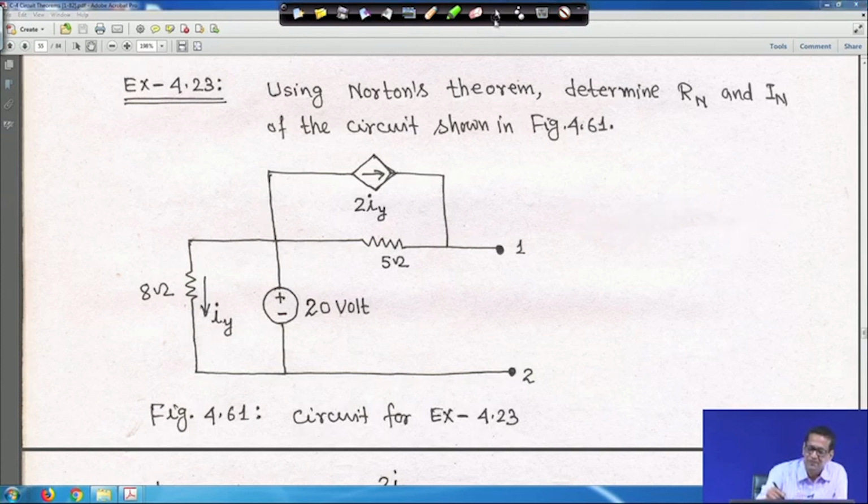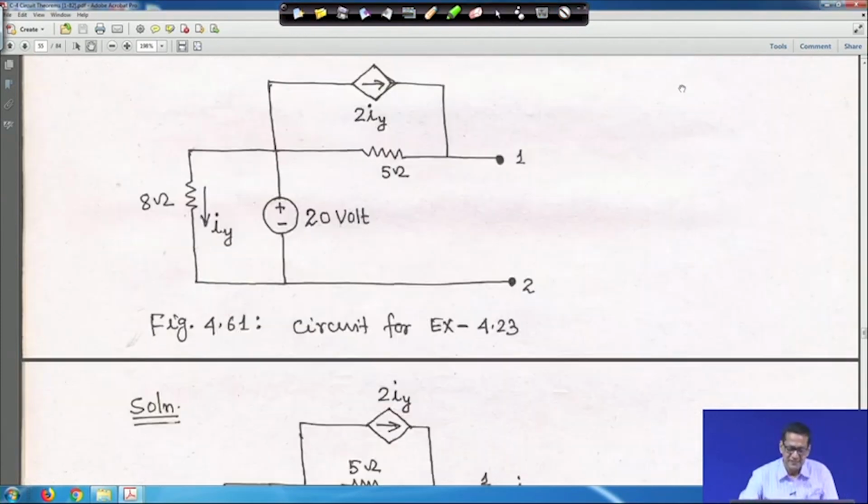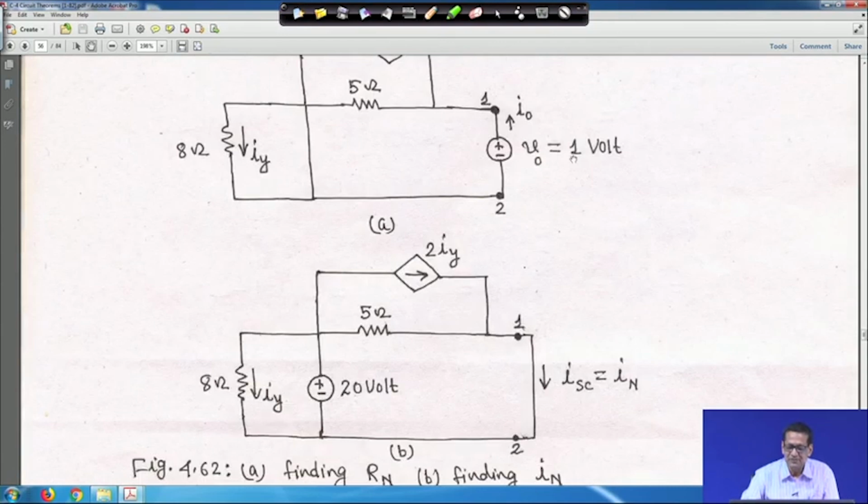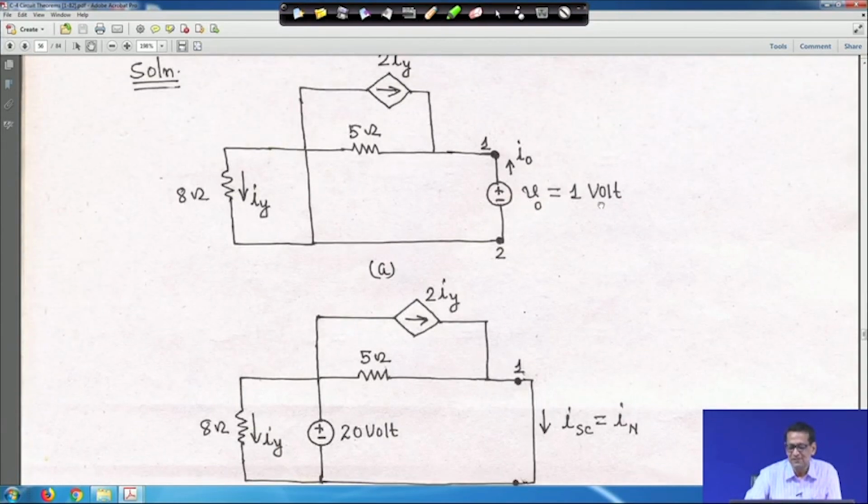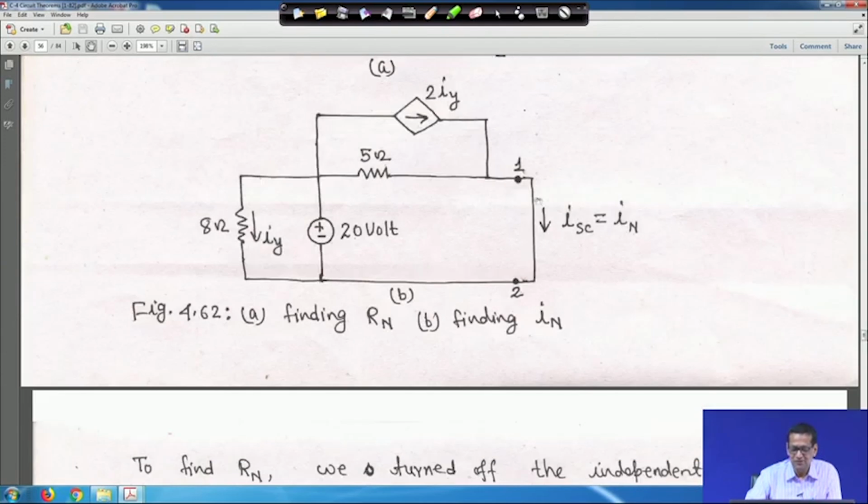Here we have put V_0 equal to 1 volt. Actually, if you do not put 1 volt it does not matter, 1 volt, 2 volt, 3 volt, it does not matter. Basically, you have to obtain V_0 by I_0, and this is how you get R_N equal to 5 ohm. And now, when it is shorted, you have to find out the short circuit current.